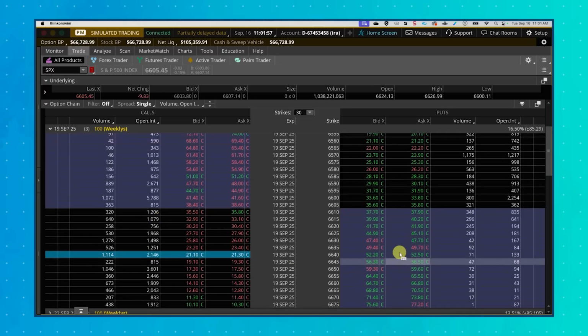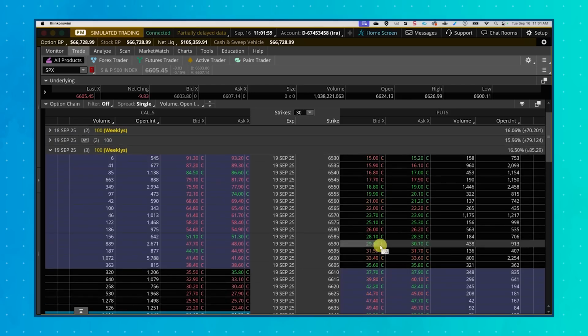But before we do that, we're going to go over here to the put side, and we're also going to look at the puts, picking the volume. Look, 1175 puts traded here. Not as many traded in the two lower strikes, but there's definitely a large amount of volume and open interest on this particular put, the 6570.